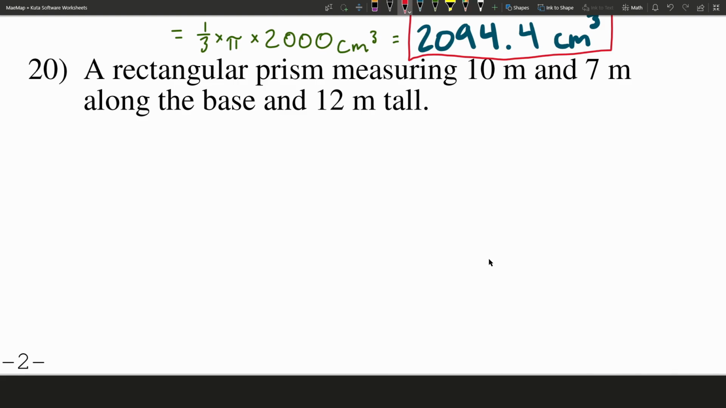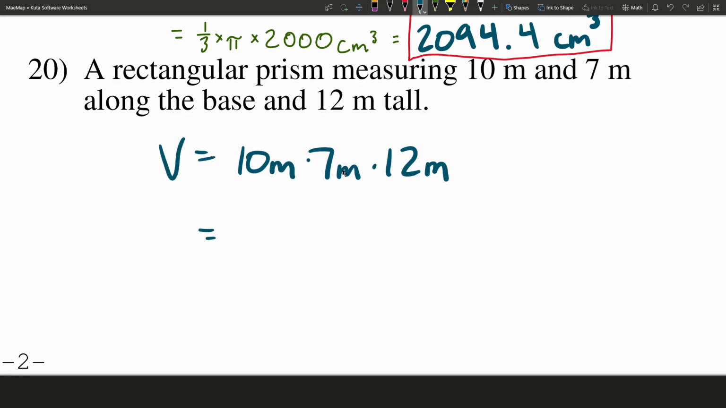We have a rectangular prism. So a prism, area of the base times the height. It measures 10 by 7 and it's 12 meters tall. Length times width gives us the area of the base, and we multiply that by the height. So we're going to have 10 meters times 7 meters times 12 meters, and that's going to be our volume. So 10 times 7 times 12 gives us a total of 840. So that's 840 meters cubed. That's our final solution on this worksheet.